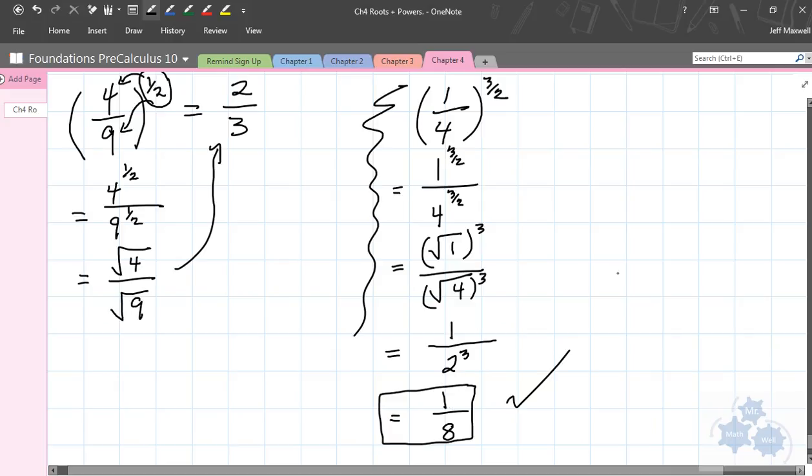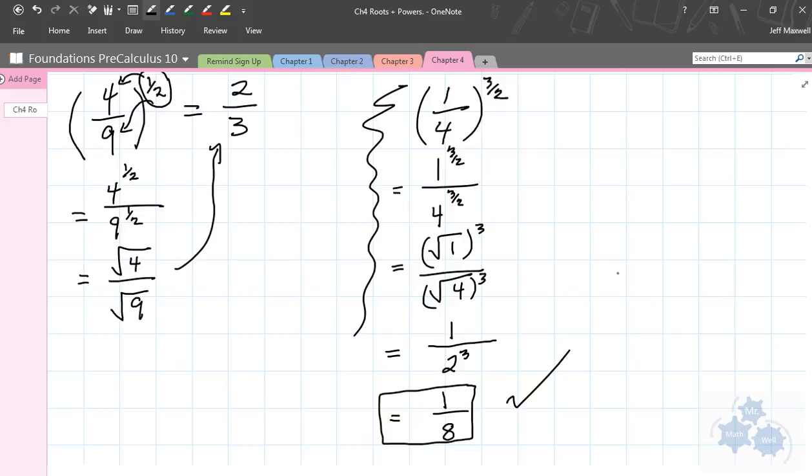All right, now we've covered a lot in this lesson, right? We've gone from knowing nothing about fractional exponents to evaluating this kind of stuff. So this is a big lesson. So I'm going to give you some practice here now, unless you have a question.